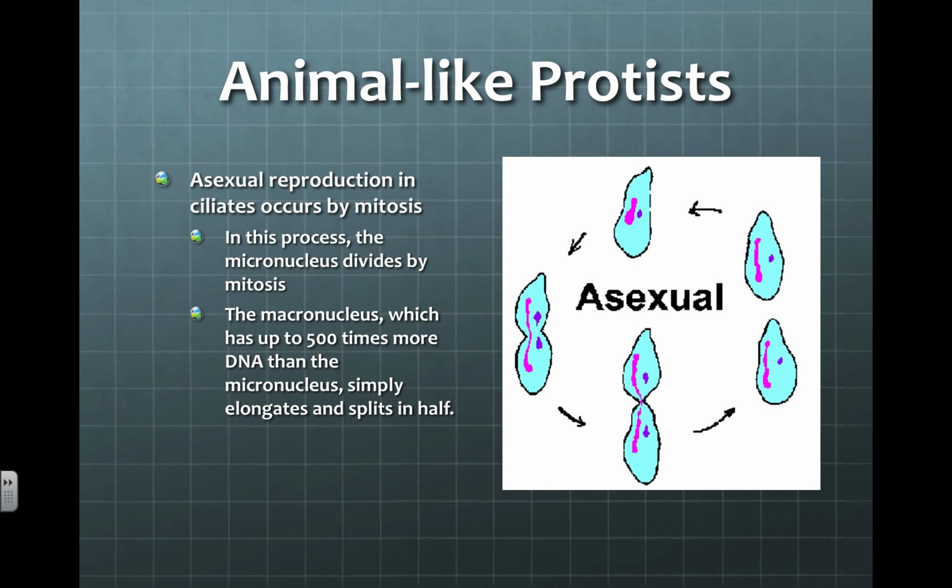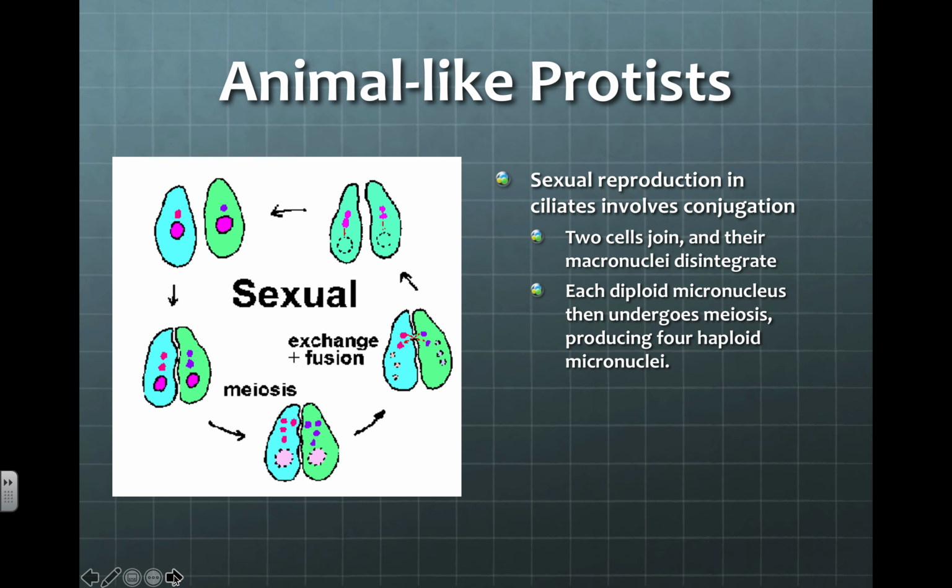So in this type of mitosis, the only thing that actually divides is that smaller micronucleus. The macronucleus elongates, and then there's division.